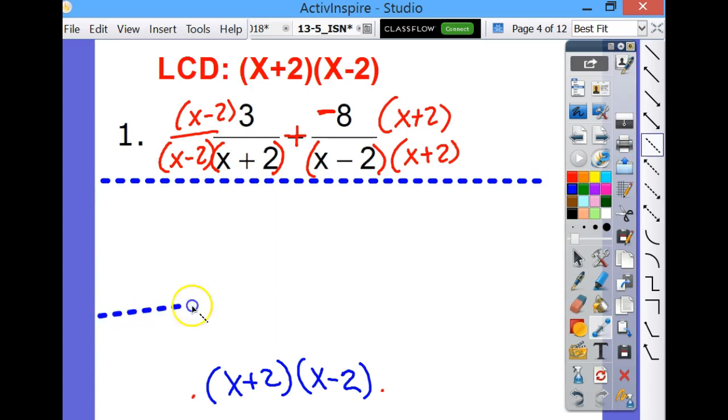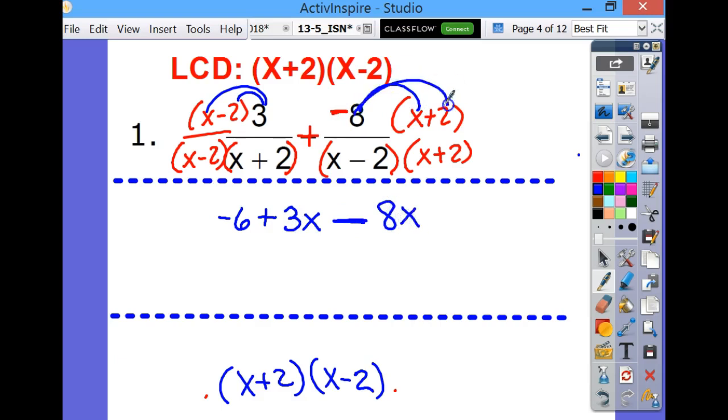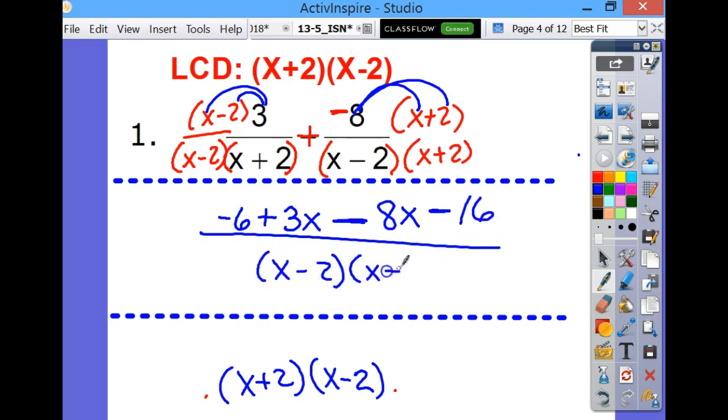And this is just to divide my problem so all my steps don't run together. Let's see what color. Multiply 3 times 2. The 2 is negative, so that'll be a -6. That will be 3x. That will be -8x. That will be -16, and it's all over my common denominator.